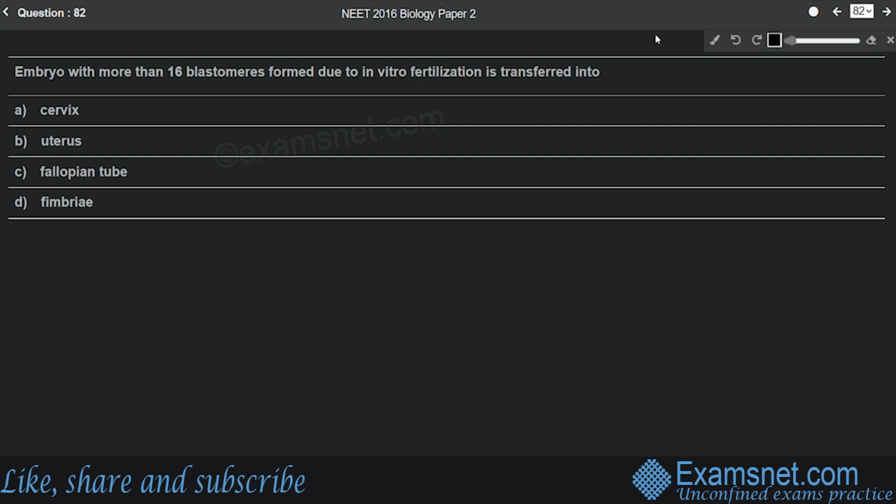Question number 82 is again from the chapter Reproductive Health, and the question is, embryo with more than 16 blastomeres formed due to in vitro fertilization is transferred into. Options are cervix, uterus, fallopian tube and fimbriae. So we know that in in vitro fertilization, the sperms are made to fuse with the ovum outside the female body. That is, fertilization takes place outside the body.